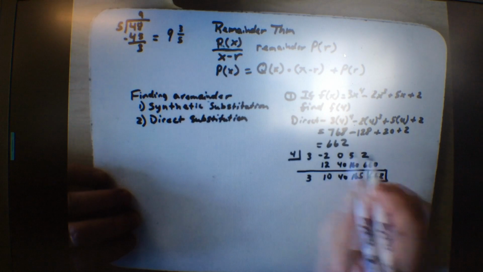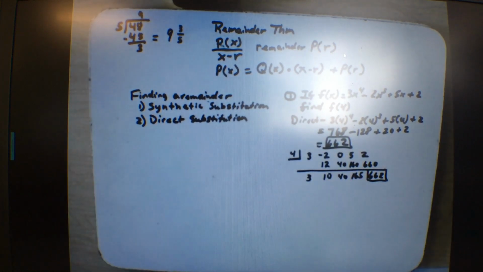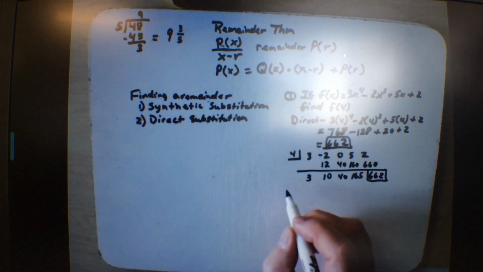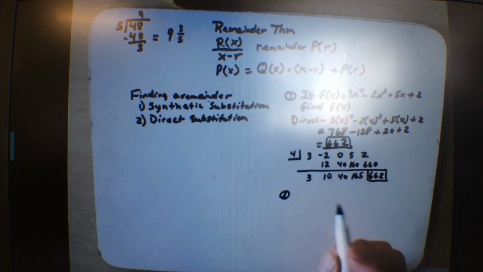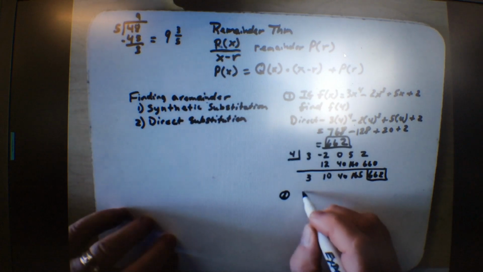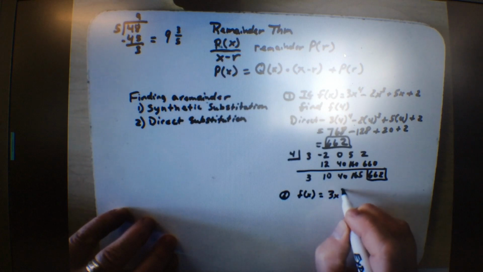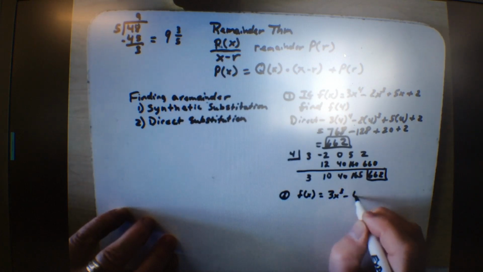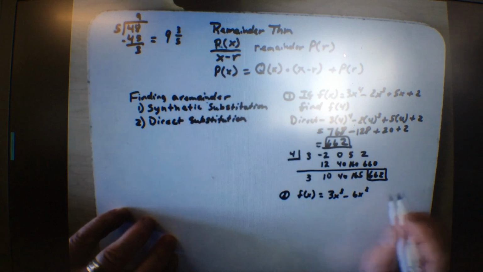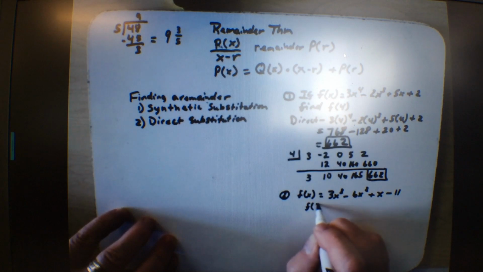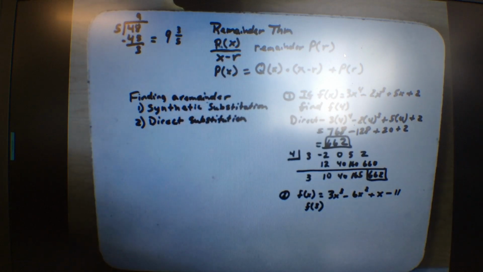You'll notice that I got the same thing here as here. All right, so one is direct and one is synthetic. Okay? So, can we try this? What I want you to do is try this. I'm going to give you the function f of x equals 3x cubed minus 6x squared plus x minus 11, and the number you're going to put in is f of 3. Would you please do it direct and synthetic, please, both?